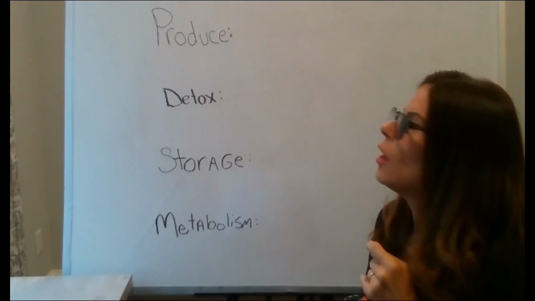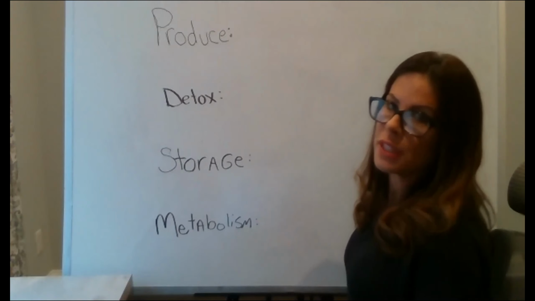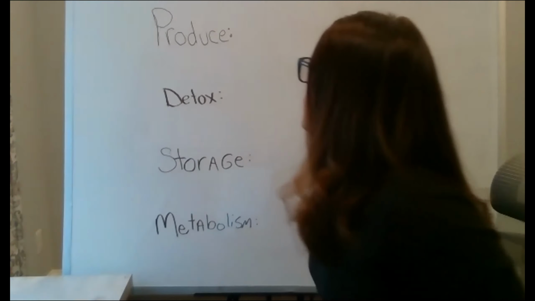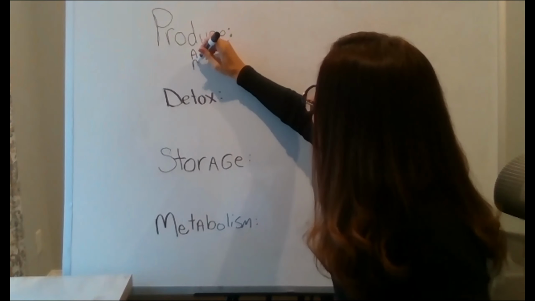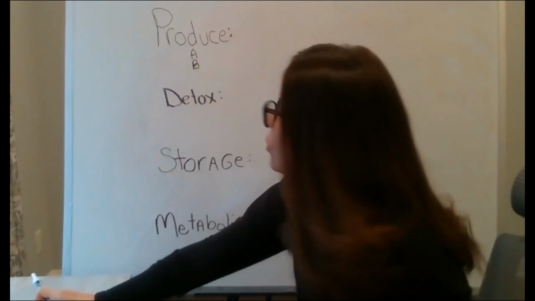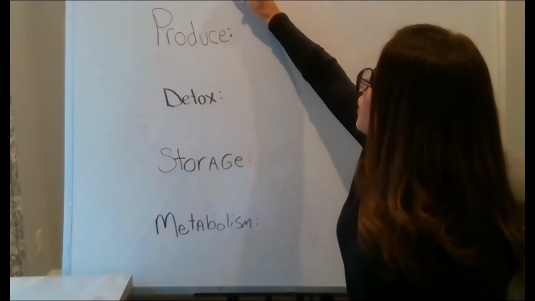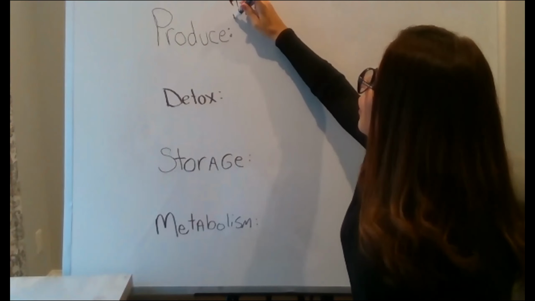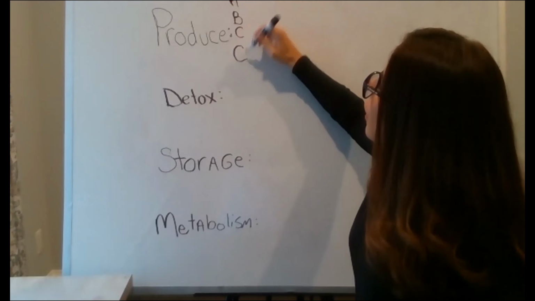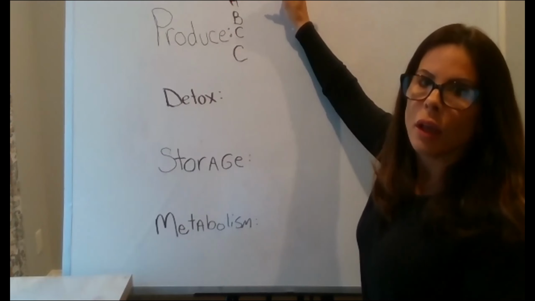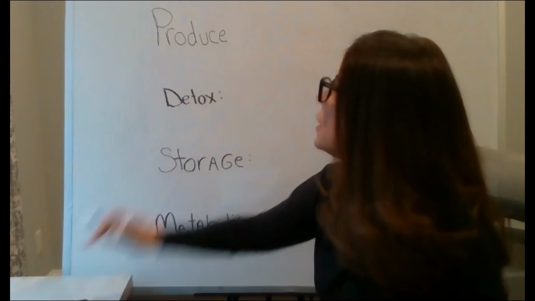All right, so as a producer, the liver has lots of things that it produces and synthesizes for us. Maybe we can categorize them in alphabetical order, so that way when you're studying it will help you. Let me do it over here, we have more room. It produces A, B, C.